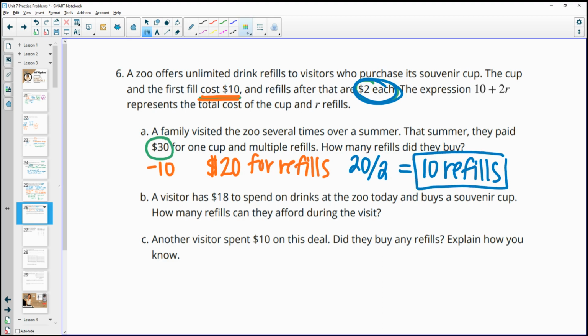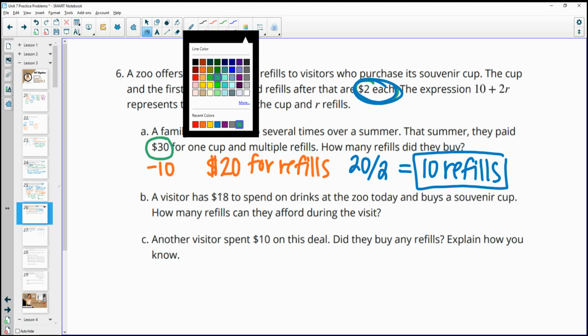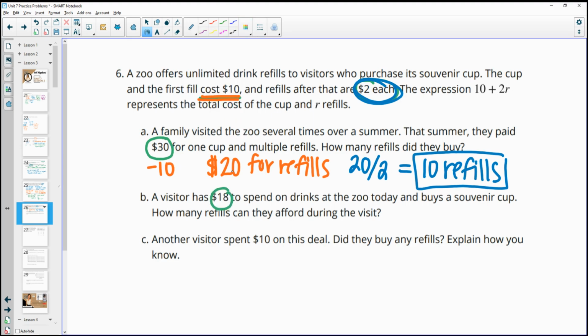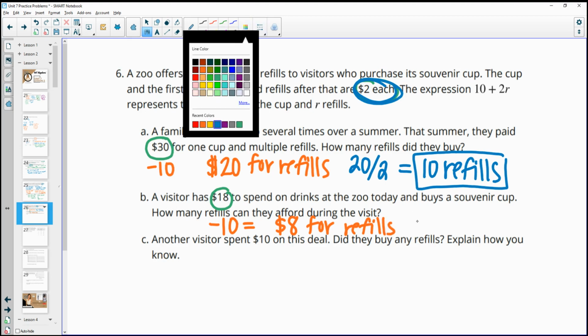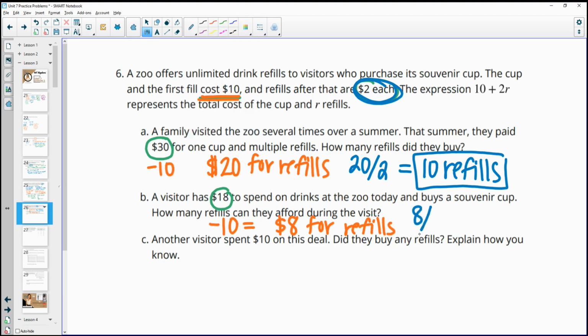Then in part B, it says that a visitor had $18 to spend on drinks at the zoo, and they buy a souvenir cup. So how many refills can they afford? So again, they have to purchase the cup. So we're going to subtract $10 for the cup, and that means that they're going to have $8 left for refills. And then each refill is $2. So we'll take that $8 that they have left over, divide it by 2, and that gives us enough for 4 refills.